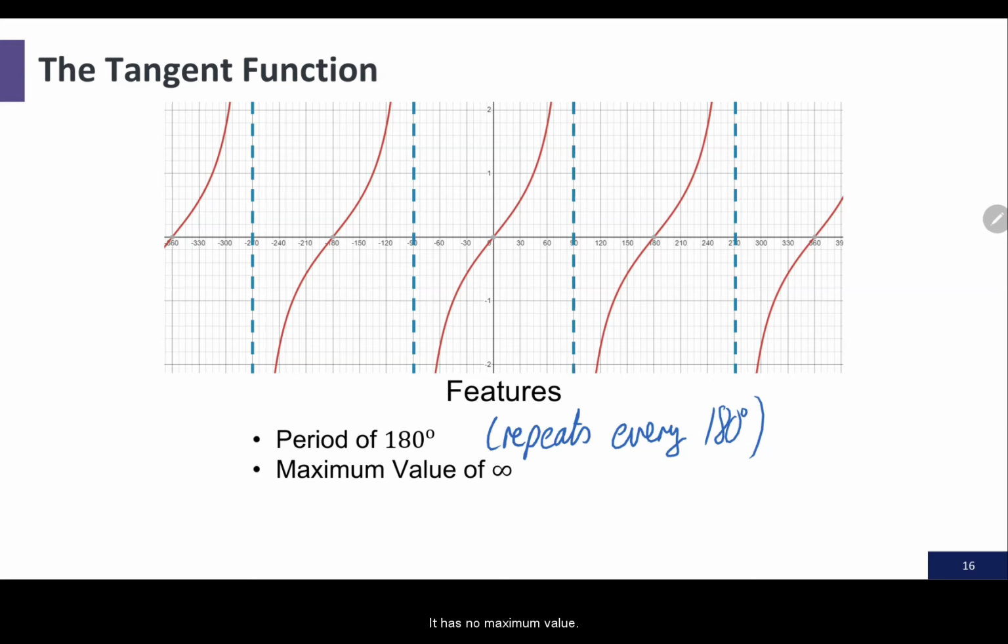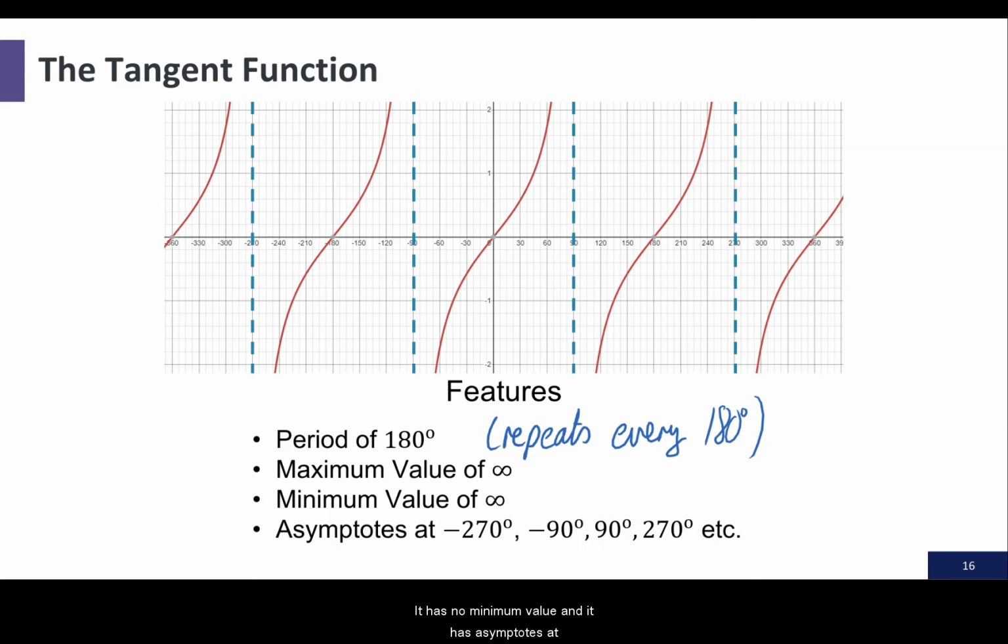It has no maximum value. It has no minimum value. And it has asymptotes at 90 and 270. Now, an asymptote means that the graph will get closer and closer to that line, but never actually reach it.